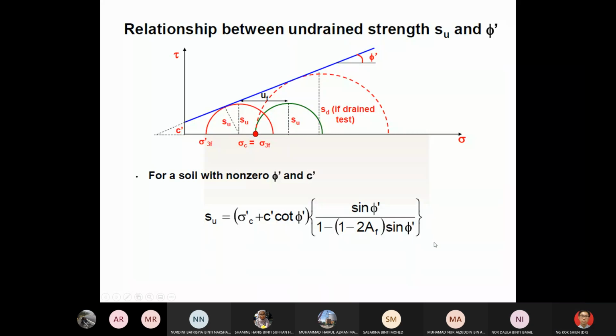And also the normal stress of the soil. You have to remember that when the soil is deeper, the confining pressure is higher. So when the confining pressure is higher, then you will get a higher shear strength value. In this case, higher undrained strength. When the soil goes deeper, the undrained strength also goes higher.